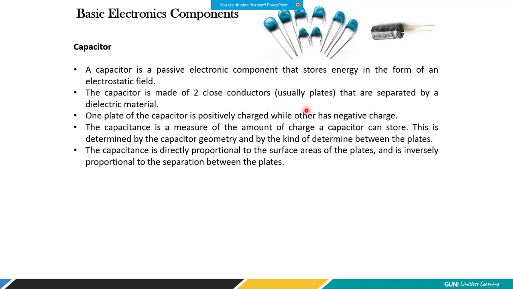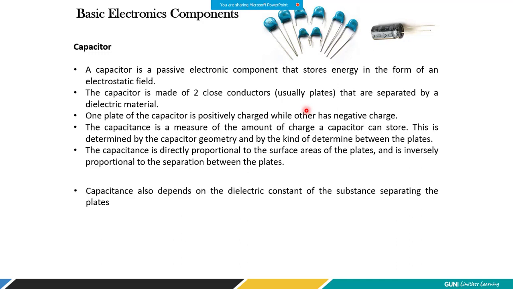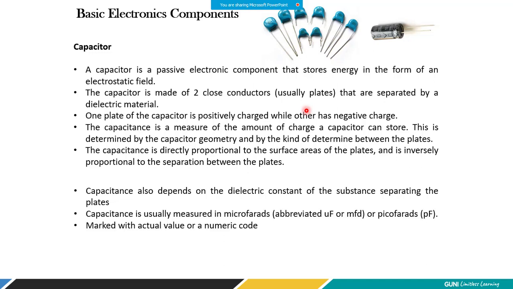So the capacitance is directly, the way for a resistor it's supposed to be resistance, for a capacitor it's going to be capacitance, is directly proportional to the surface area of the plate and is inversely proportional to the separation between the plates. Capacitance also depends on the dielectric constant of the substance separating the plates, right? Capacitance is measured in microfarad or Farad, right? There are some small units also, and right, a capacitor could be either polarized or non-polarized.